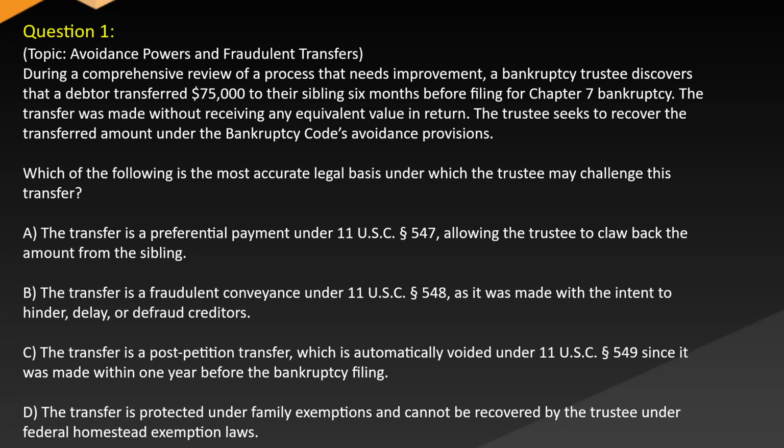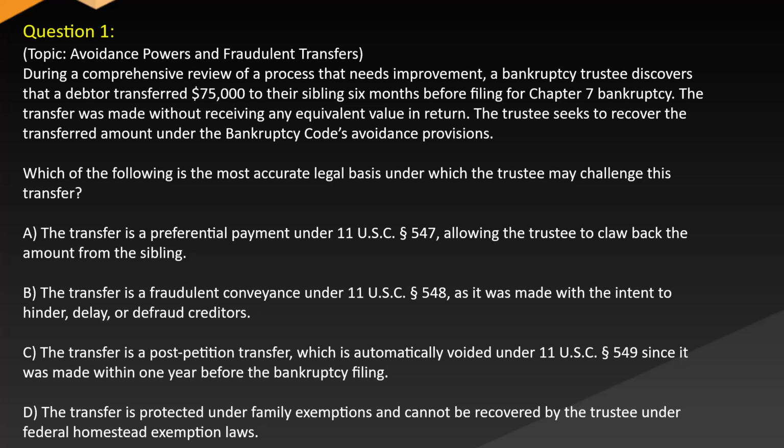Of the following, what is the most accurate legal basis under which the trustee may challenge this transfer? A. The transfer is a preferential payment under 11 U.S.C. § 547, allowing the trustee to claw back the amount from the sibling. B. The transfer is a fraudulent conveyance under 11 U.S.C. § 548, as it was made with the intent to hinder, delay, or defraud creditors.